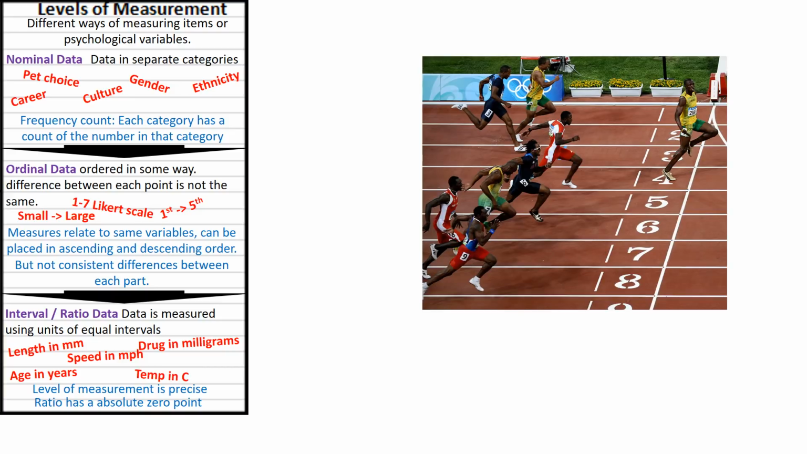So as a little activity, on the right there is a picture of a race. What I want you to do is think about nominal data you could use to describe this picture, ordinal data you could use to describe this picture, and interval and ratio data you could use to describe this picture. Pause the video, jot them down, and then unpause the video.